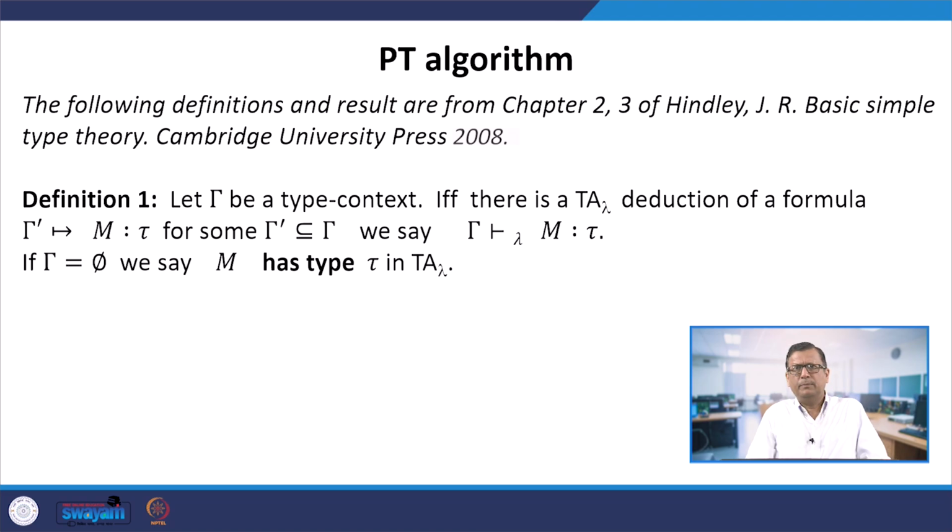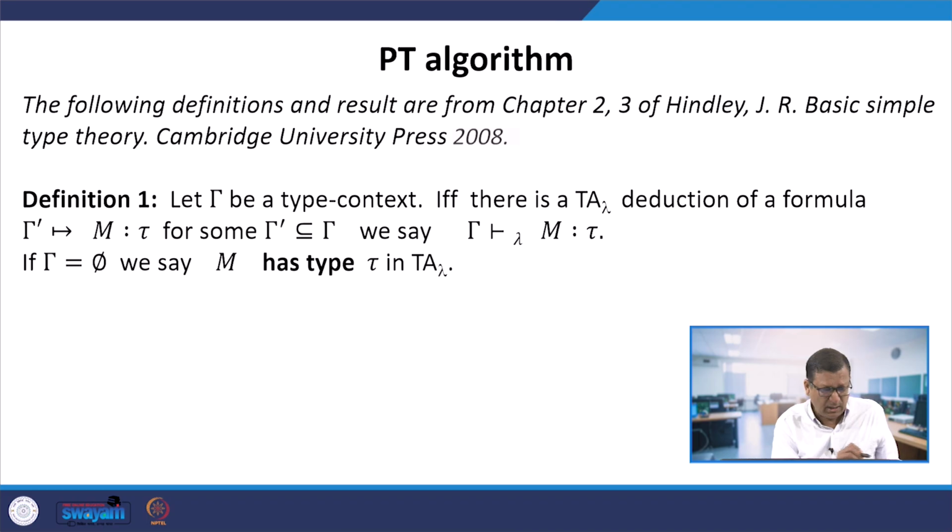of Basic Simple Type Theory by Roger Hindley. So let gamma be a type context. So we say if and only if there is a TL lambda deduction of a formula M has type tau in a context gamma prime, where gamma prime is a subset of gamma. We say that M has type tau is deducible in TL lambda. So this is the notation here.